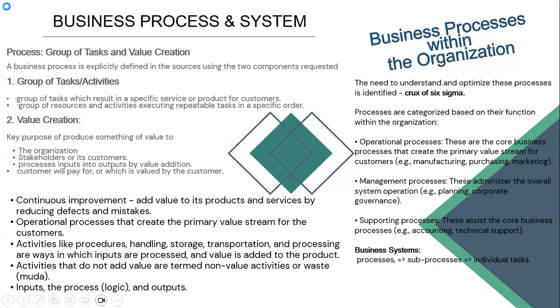So here, the continuous improvement, how am I going to do that? Operational processes create a primary value stream for the customer. See, when you take the project, they are asking only for the revenue, not for the denial, not for the rejection, not for the unbilled claim. This is what you need to focus on. Activities like procedure handling, storage, transportation, and processing are the inputs of the process.